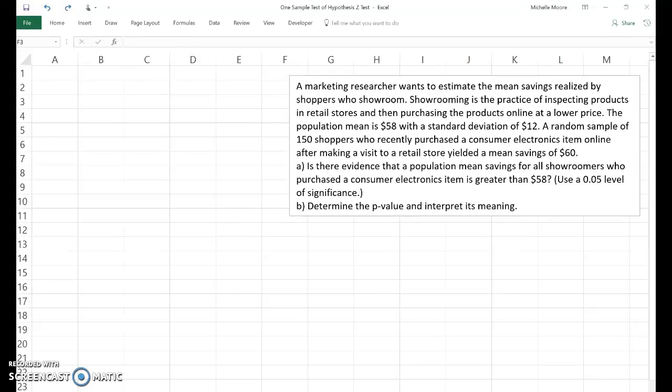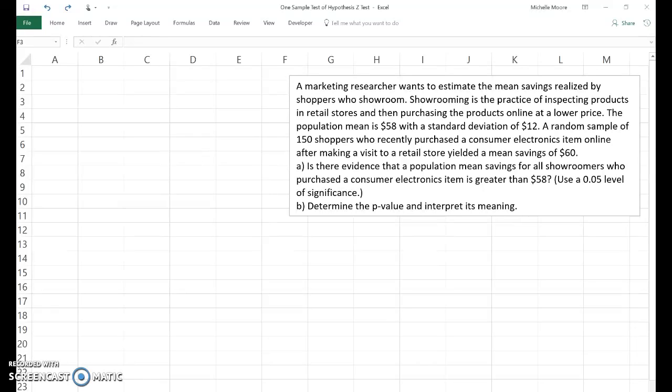In this video, we're going to discuss one sample test of hypothesis. So let's take a look at the question. A marketing researcher wants to estimate the mean savings realized by shoppers who showroom. Showrooming is the practice of inspecting products in retail stores and then purchasing the product online at a lower price.